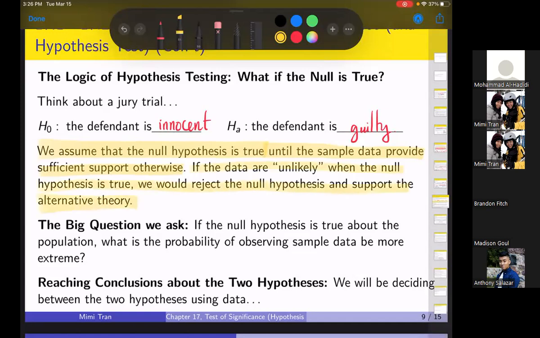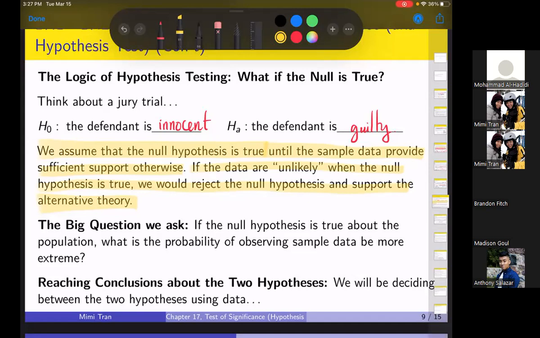Now, let me ask you a question. If I reject H naught, does it make HA true? Not necessarily. We just say we reject H naught, we support HA, but that doesn't mean that HA is true, right?